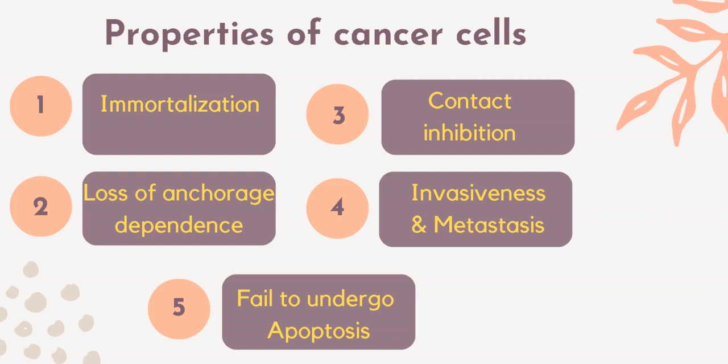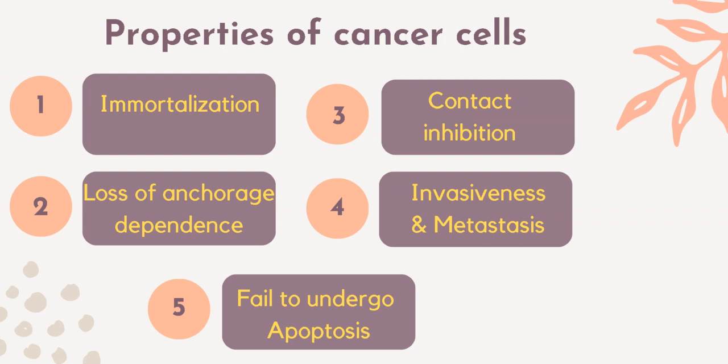Number two, loss of anchorage dependence. Most normal cells must be attached to a rigid substratum in order to grow. They do not proliferate well when they are suspended in fluid or a semi-solid agar gel. If these cells make contact with a suitable surface, they proliferate, and this type of growth is called anchorage-dependent growth. But transformed cells can proliferate even when they are in suspension cultures or in a semi-solid medium without attachment to a substratum. This is called anchorage-independent growth. That means for this growth, the anchorage property is not actually important. So cancerous cells can grow without any kind of anchoring.